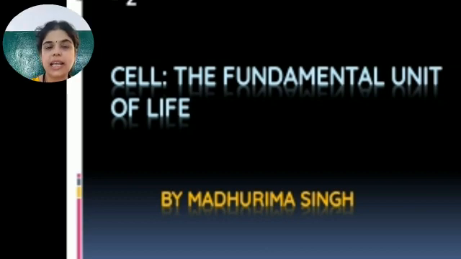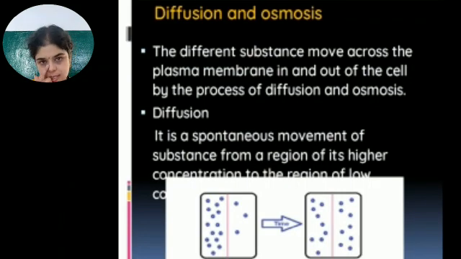Today is the third lecture of this chapter, and today we are going to study certain terms such as diffusion and osmosis. So, diffusion and osmosis are certain processes by which certain substances, which may be liquid or gas, move in and outside of the cell. So, first of all, we will study diffusion.